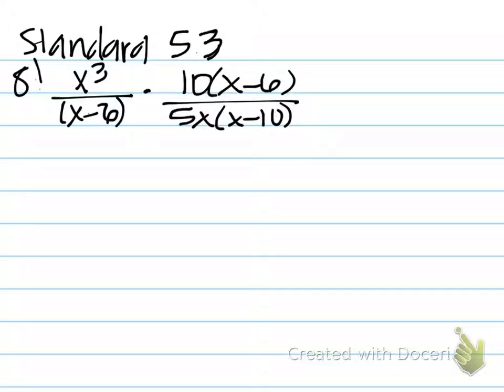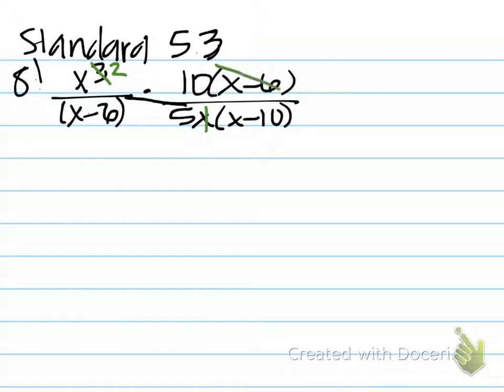All right, standard 5.3 is multiplying and dividing rational expressions. Remember that when you multiply, it's top times top, bottom times bottom, so this becomes one big fraction. What I see is that I have some things in common. Do I have any x's on the bottom? I sure do. So I can cross out this x with one of these, and I'm left with x squared.